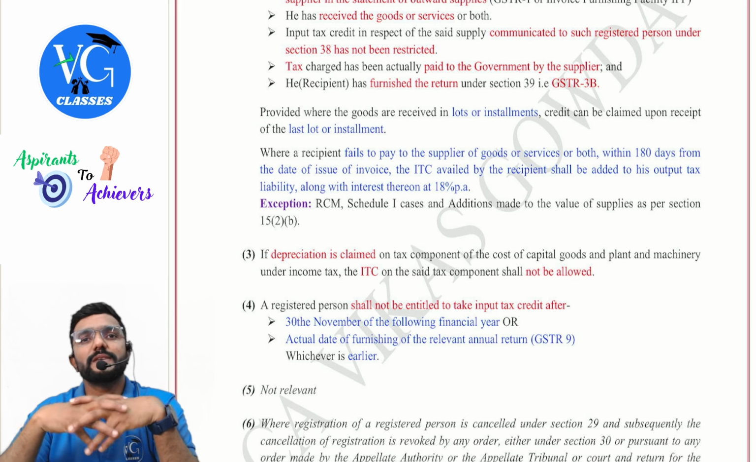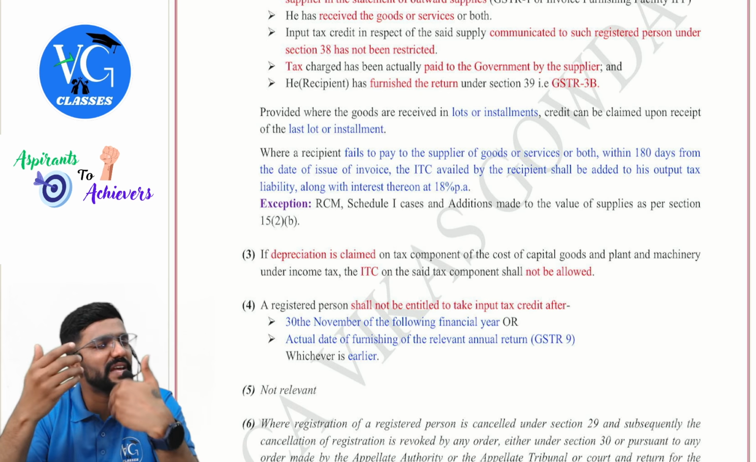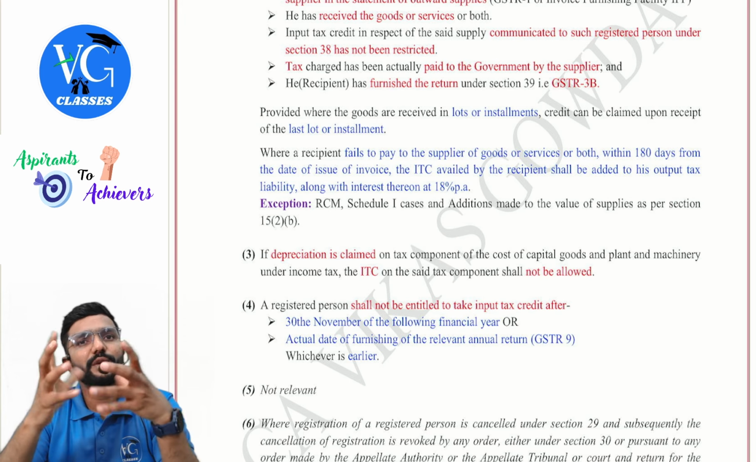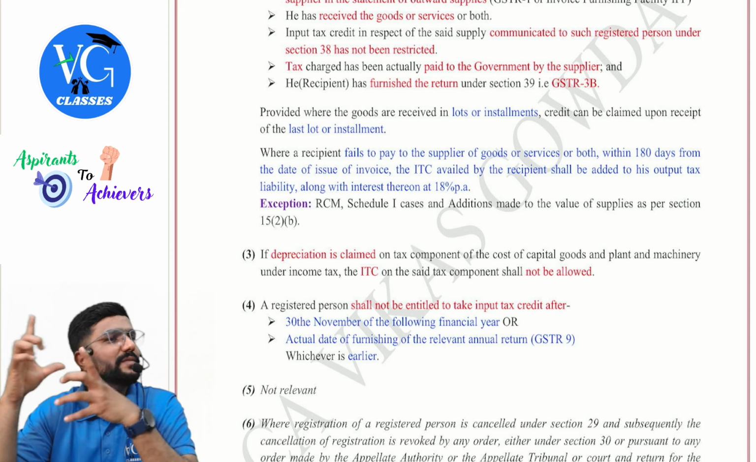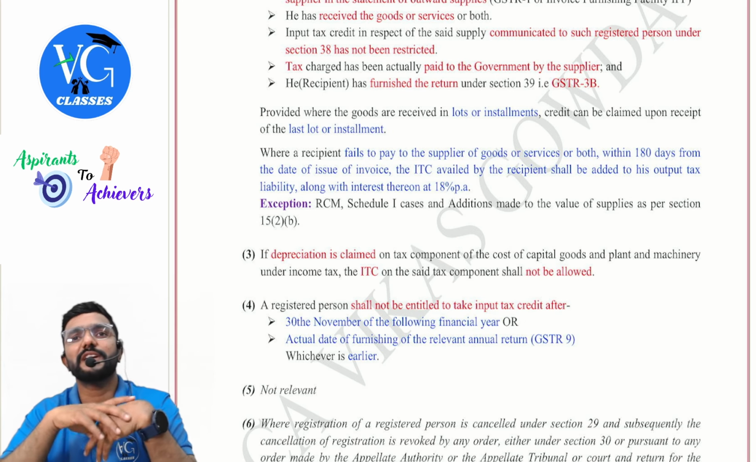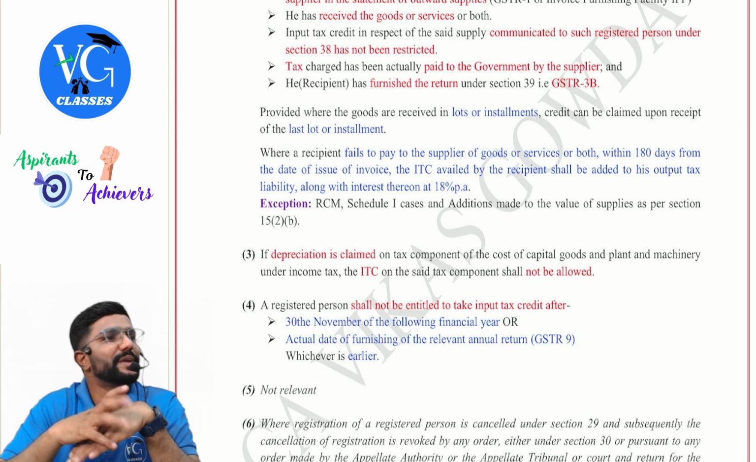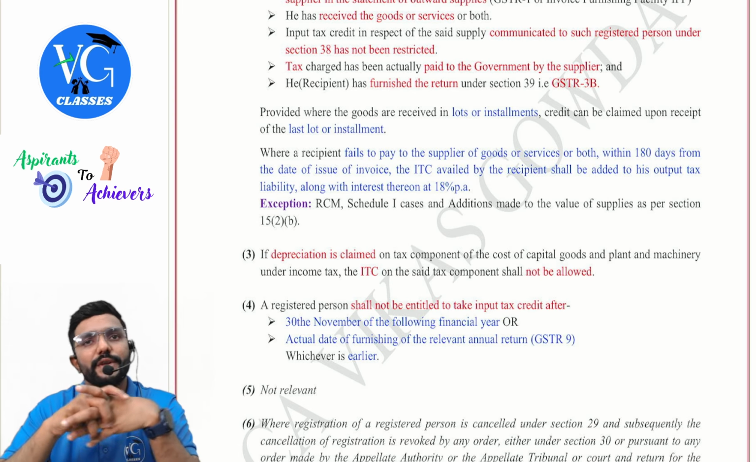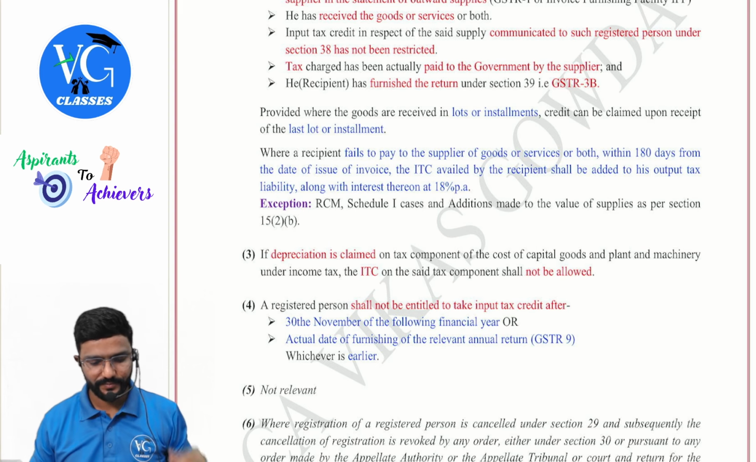But in the exam, when they have given that we are purchasing or receiving in lots, then definitely one single invoice would be there, and you consider it as credit only when you receive the last installment. If they themselves have given clearly that for each lot a separate invoice is issued, then for each invoice, as and when you receive, you can claim it.